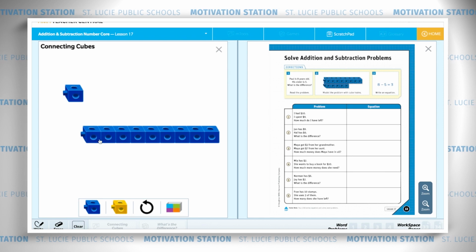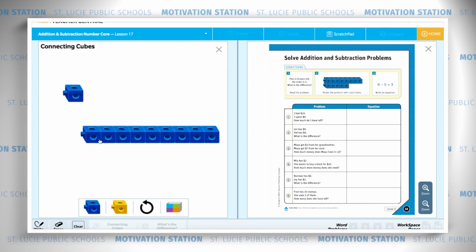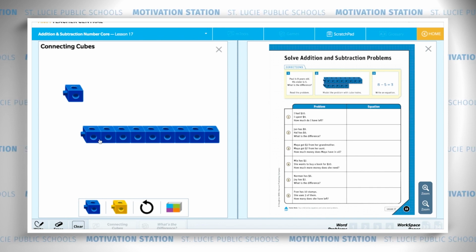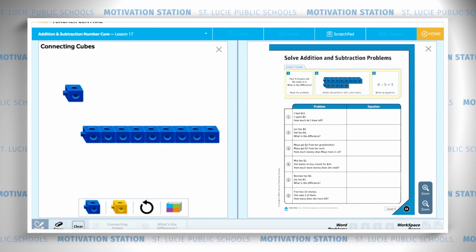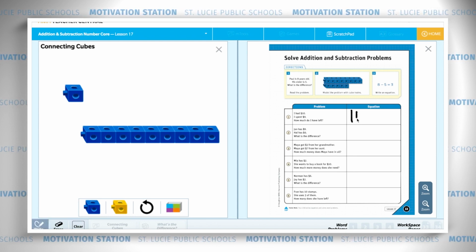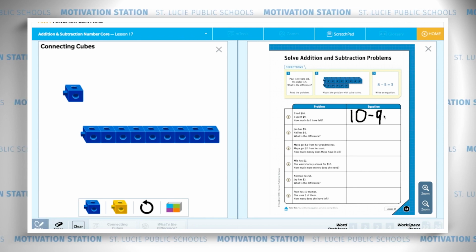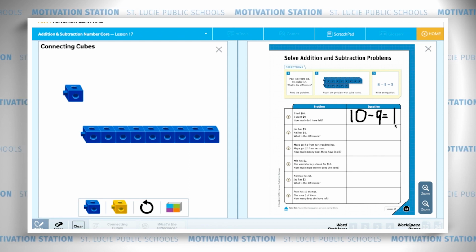Okay, how much money do I have left? Right, 1, because I have 1 cube left. I have $1 because I have 1 cube left. Now let's write the equation. 10 minus 9 equals 1. Awesome job.